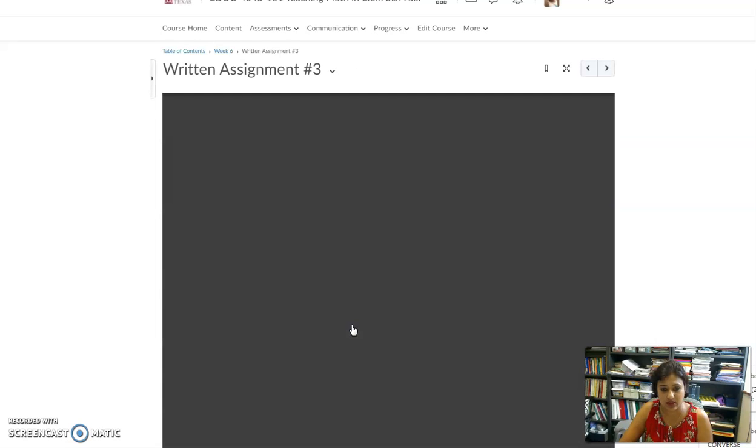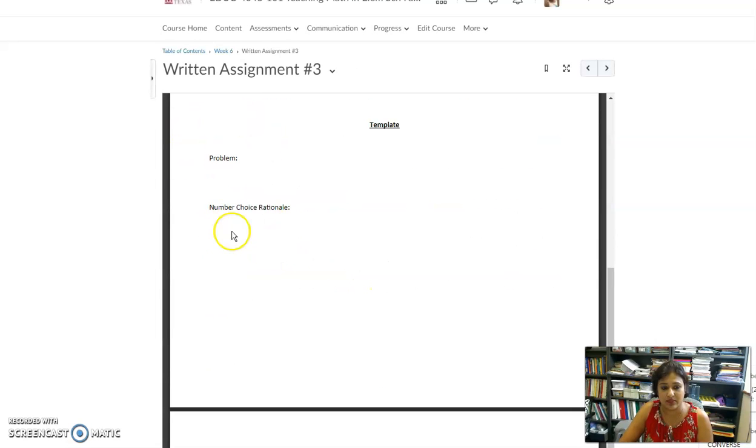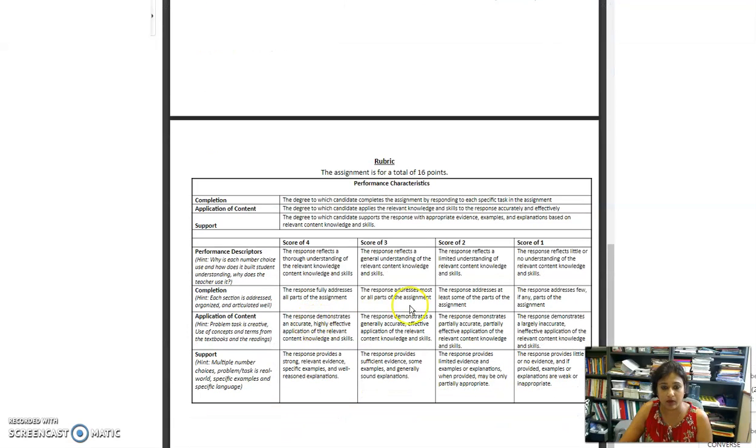So once again, here is the assignment. You're going to have this template. You're going to put your problem, you're going to put multiple number choices and then the rationale for the number choices. And then here is your rubric. On the rubric, you have hints such as why is this number choice used? How is it used to build understanding? How does the teacher use it? Then everything is addressed and articulated. The problem task is creative. So you cannot use the same problem, but you can use a similar problem. And you have to decide your own number choices as to how that is going to help.